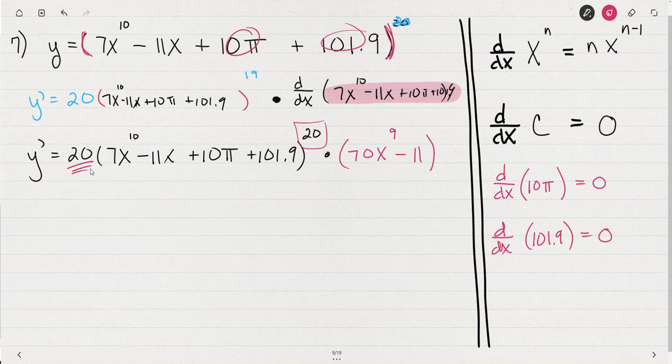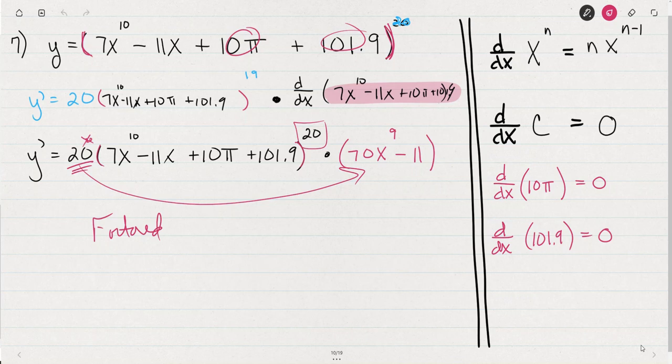No real need to distribute this 20. However, if you do distribute it, make sure you're distributing it to the 70x to the 9th, not to this part that's grouped, because if we expanded it here, then we would be saying that this 20 is actually 20 to the 20th power, which it's not. But leaving it here in factored form is just fine.